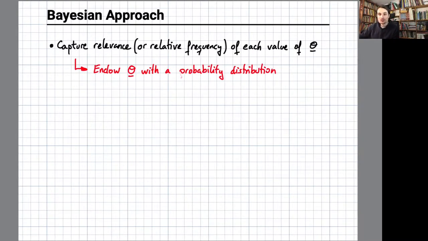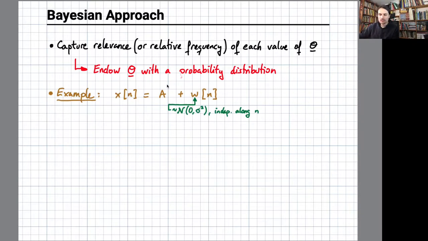The Bayesian approach to estimation theory is to model the parameters that we want to estimate as random variables and to equip them with a probability distribution that reflects what we know about those parameters before we see the data. This probability distribution can be thought of as providing how probable or likely each value of the parameters is, or even how relevant it is.